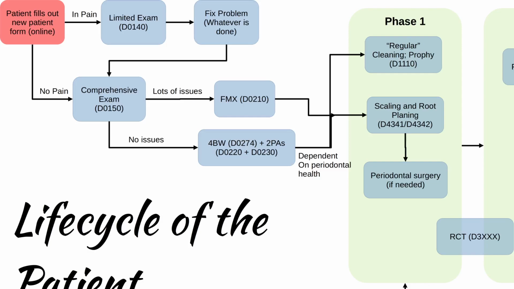A common example is a tooth is broken, and the patient either wants it extracted or fixed. So in this particular route, the pain route, the patient will come in, have a limited exam, and get an extraction or filling. Also, they'll be getting some x-rays before that is actually done.